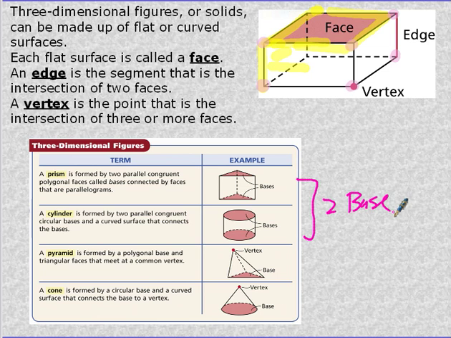Okay, a cylinder is also 2 bases, 2 parallel congruent circular bases. So the bases in this case are circles, and it's a curved surface, so there are no edges on a cylinder. Or vertices.